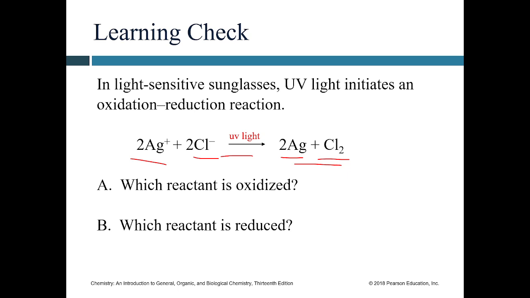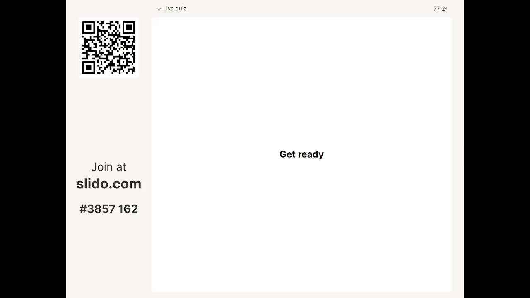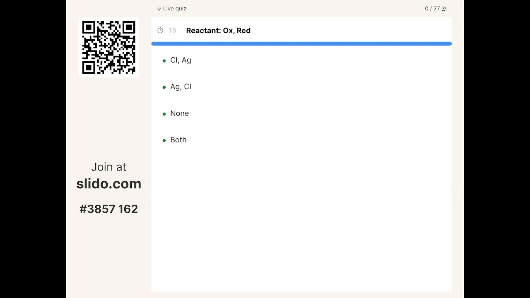Okay? So which reactant is oxidized? Which reactant is reduced? And this is going to be a quiz. Everybody ready? Got something in your head? Ready, set, go. So which one's oxidized, which one's reduced, or are they both oxidized, both reduced, none? Doesn't happen?